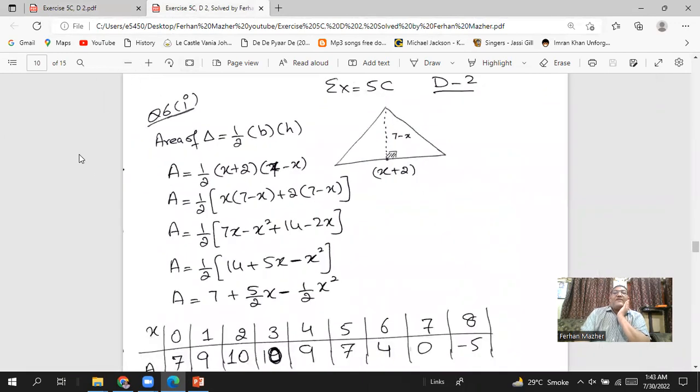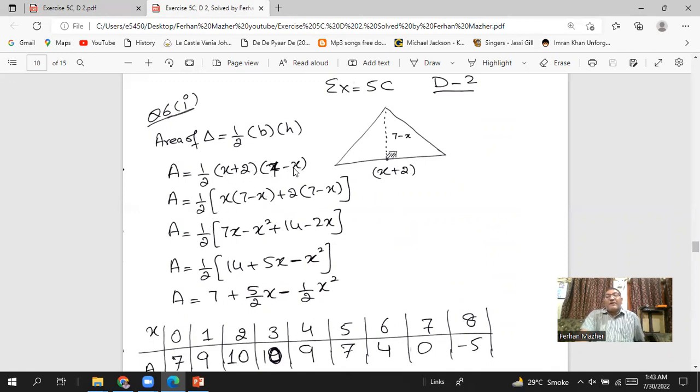So exercise 5C, D2, question number 6, first part. Suppose we are talking about a triangle and the base of the triangle is x plus 2 and the height of the triangle is 7 minus x. The area of the triangle is 1 by 2 into base into height. So I will put here 1 by 2 into the base x plus 2 and the height 7 minus x. They both are in brackets. So this bracket and this bracket will multiply. 1 by 2 will remain outside.